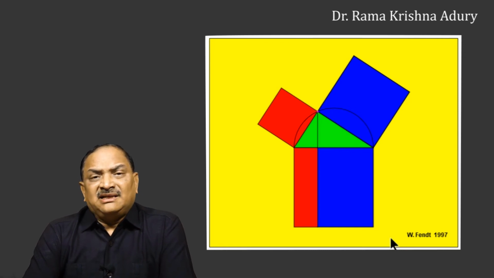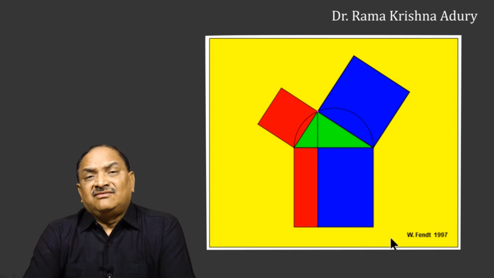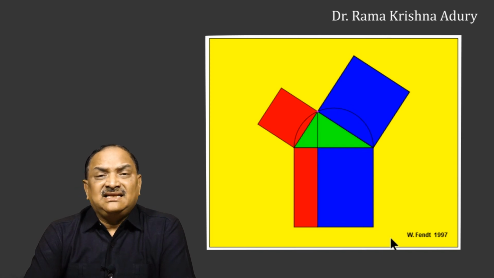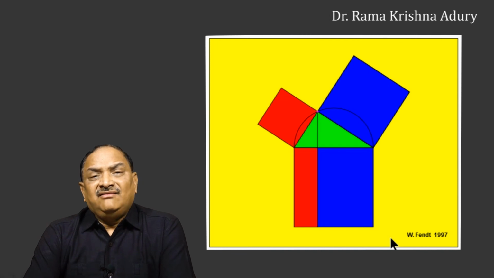And using this Pythagorean theorem, you can determine one side if you know the other two sides. Okay, and say for example, if 3 and 4 are the sides of a right angle triangle, the hypotenuse is 5, because 3 square plus 4 square is equal to 5 square. 9 plus 16 is equal to 25. Similarly, you can understand that 5 and 12 are the sides and the hypotenuse is 13. 25 plus 144 is equal to 169.